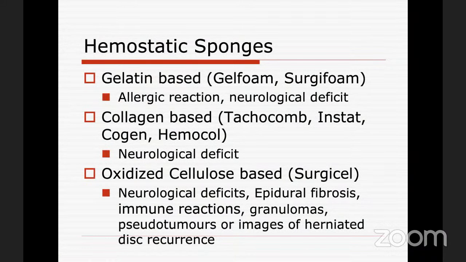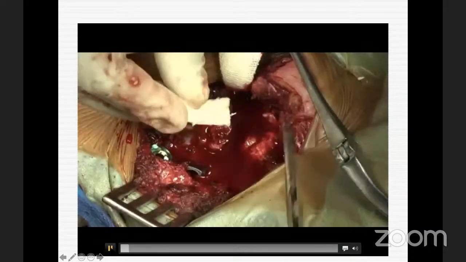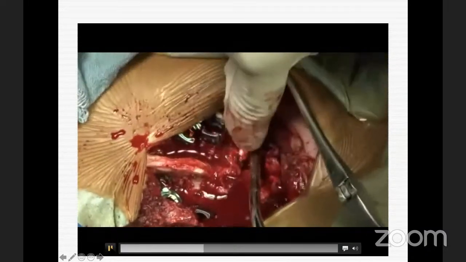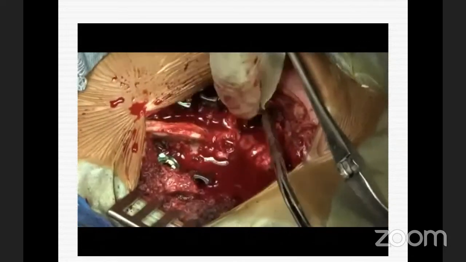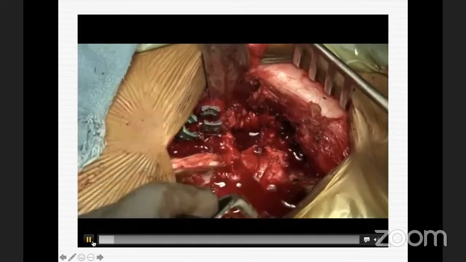So coming to hemostatic sponges, there are various sorts of sponges available in the market. All have their pros and cons, but they all work. And even some people have described different types for different areas of the spinal cord. But this doesn't matter. Most of the time we use the gelatin foam in our practice, and they work fairly well. If they are bleeding, you just pat it around, and sometimes you can put the flow seal also, and they also work very well.